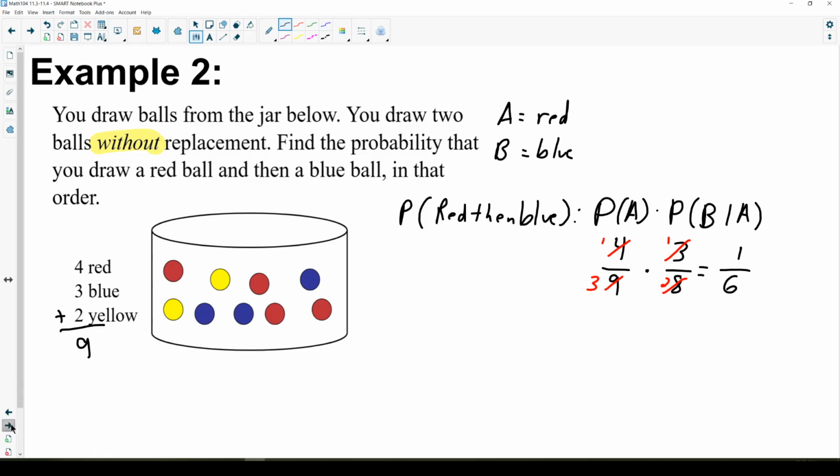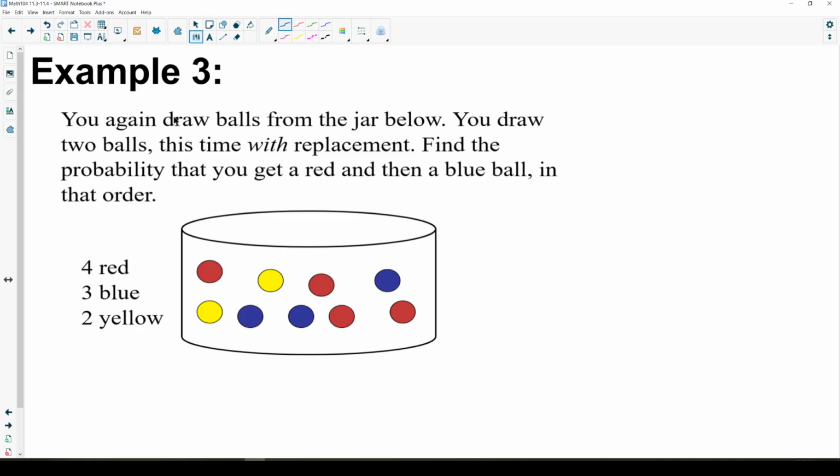Now, I mentioned that without replacement was important. So is with replacement. So let's take a look at this problem. It's very similar, right? We're still adding up to 9. Nothing's changed there. So we'll have 4 red, 3 blue, and 2 yellow. And so again, same idea. I want the probability of red and then blue.